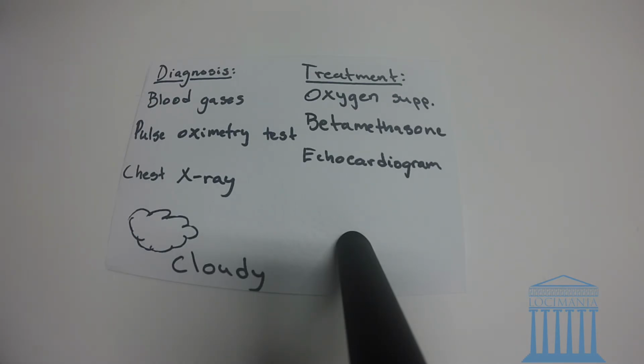Betamethasone, which is a steroid medication you give to a preterm labor mother, and this is to speed up the development of the baby's lungs. And then lastly, the echocardiogram. You do this because you need to see if the complication patent ductus arteriosus has occurred or not.